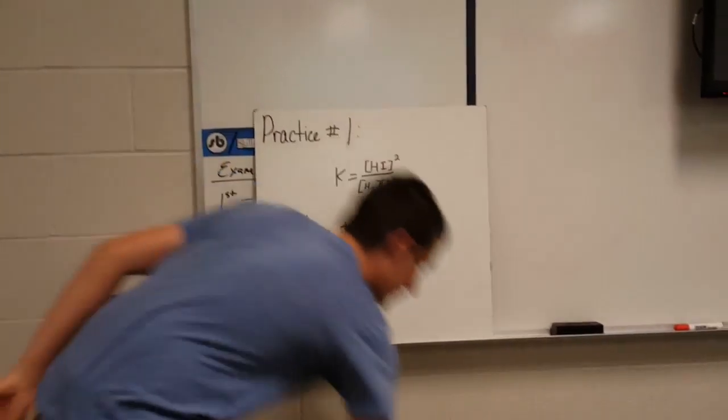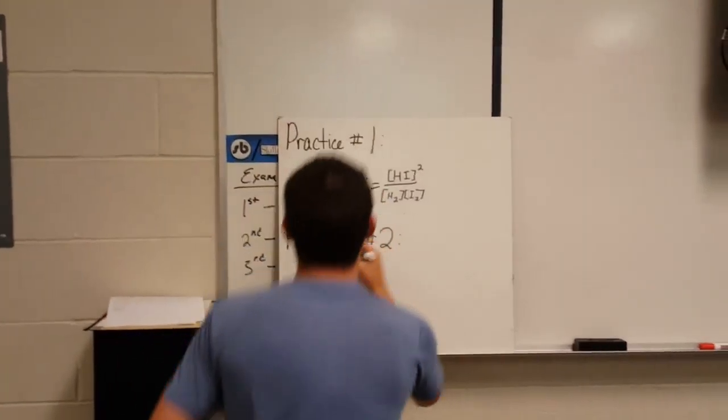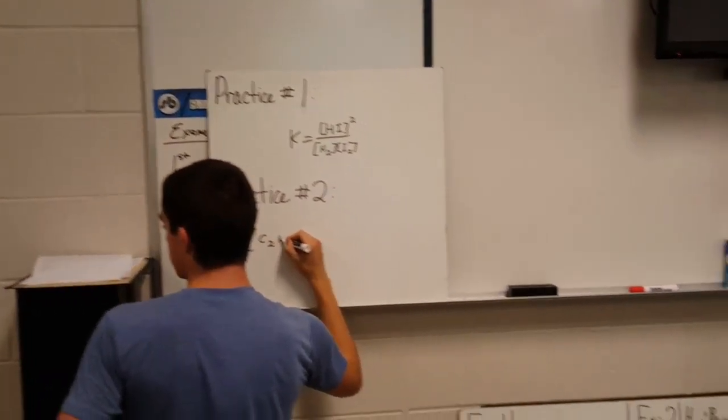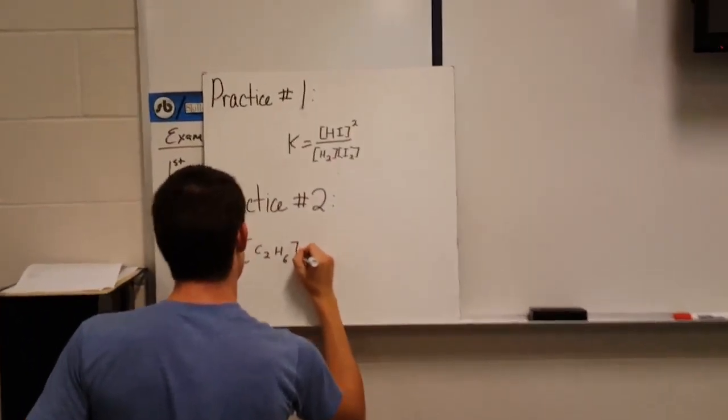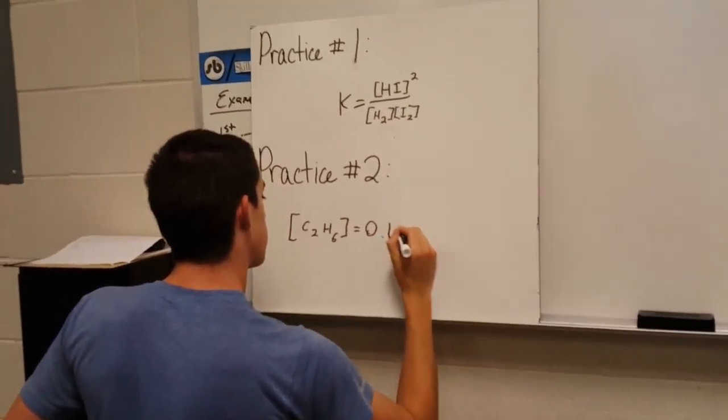The answer to the second problem is the concentration of C2H6 equals 0.17.